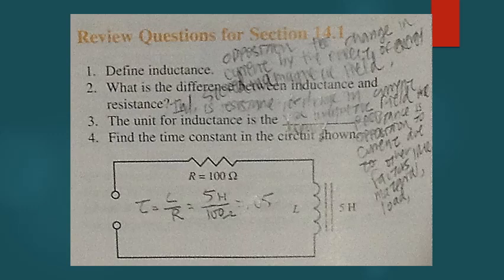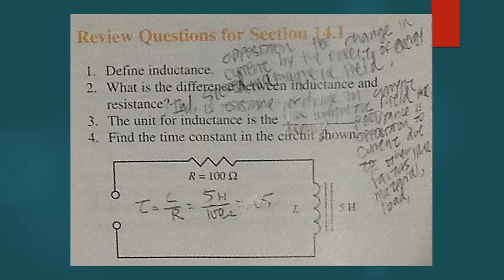What is the difference between inductance and resistance? And the answer is inductance is the resistance to change in current via magnetic field, and the resistance is the opposition to change due to other factors like material, load, and other factors that deal with resistance. Question 3, the unit for inductance is the Henry.